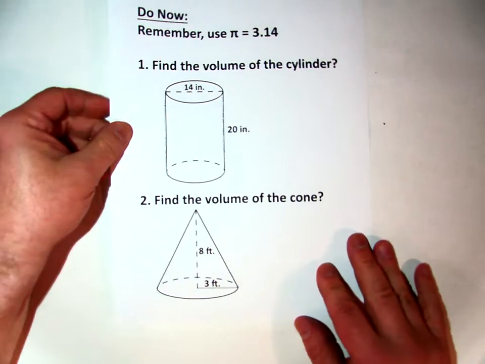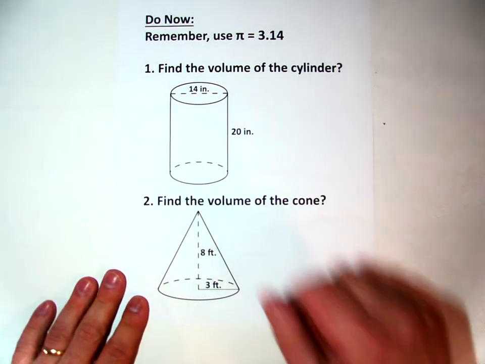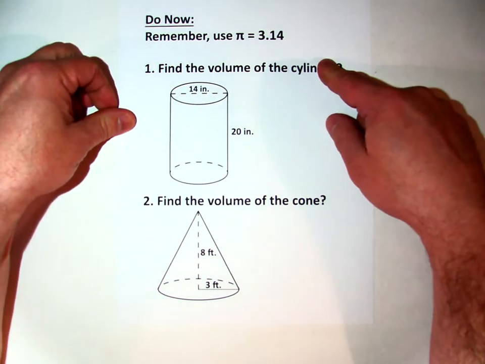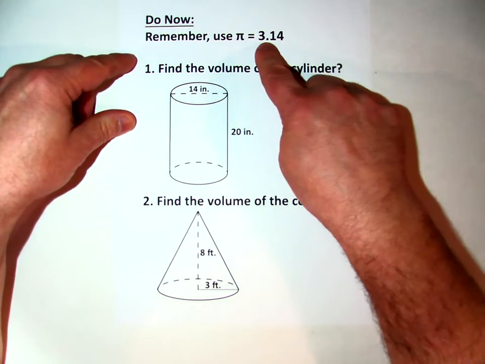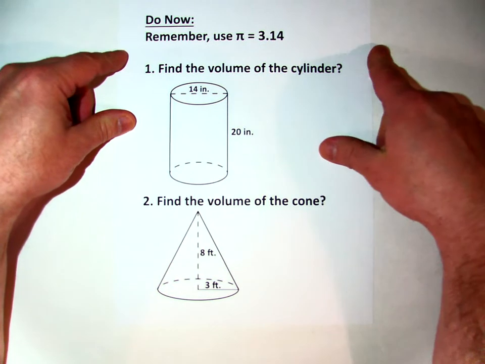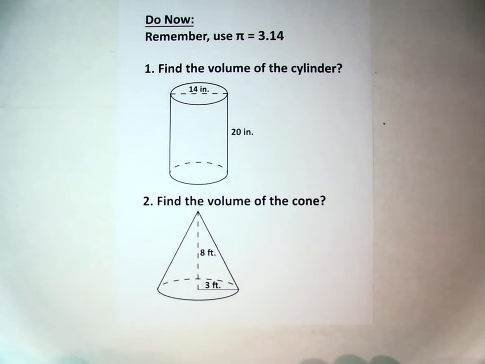Now, very quickly, I want to do a couple of warm-up problems. So take a look at these problems, and I want you to pause your video, because I want you to complete both of these problems. One is to find the volume of a cylinder, and one is the volume of a cone. These should be quick review for you. Remember, please use 3.14 for your value for pi, and make sure you pay attention to your units. So go ahead and pause the video and find the answers to these 2 questions right now, please.